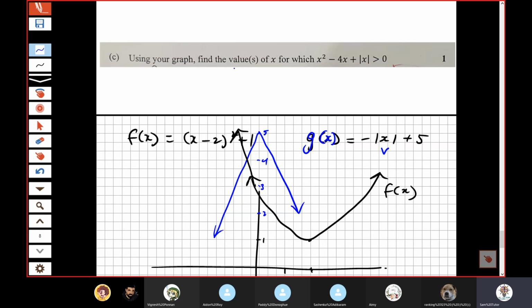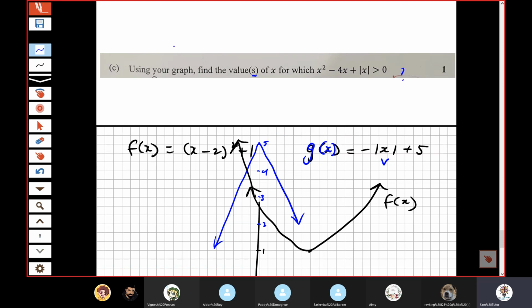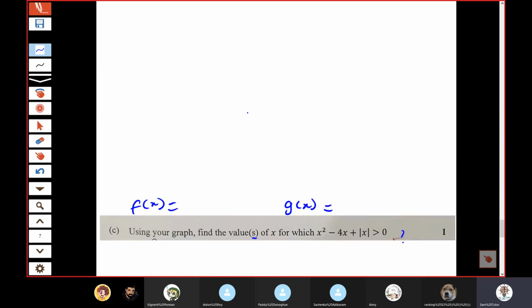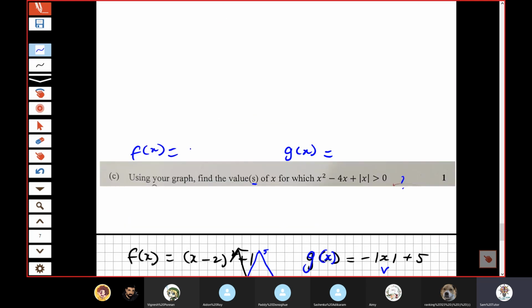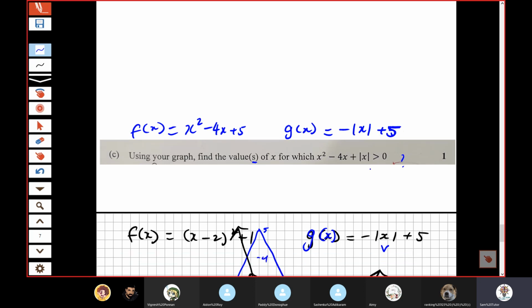There. Using your graph, find the value or values of x for which this happens. Now, this is really weird. It's greater than 0. Okay, let's just pause for a second again. Write down what f of x was and g of x was, because can you see it's not expanded? Sorry, it is expanded, so I'm not going to use this version. I would technically use the original version. What was the original? X squared take away 4x plus 5. X squared take away 4x plus 5, and g of x was negative absolute value of x plus 5. Can anyone see what I'm trying to say with C?